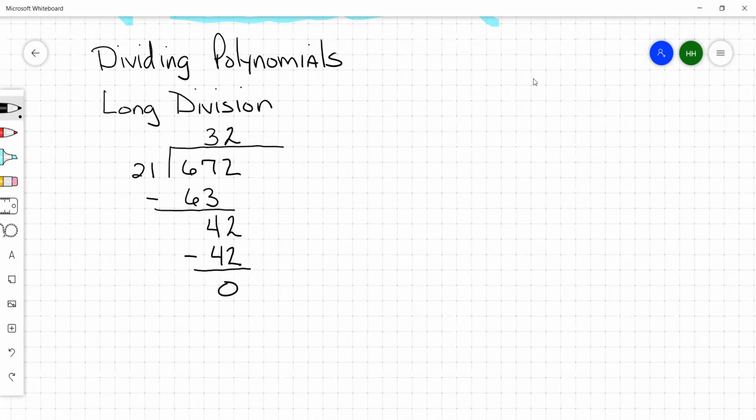So today you're going to be taking something like 2x plus 1, and you're going to divide it into 6x squared plus 7x plus 2. And what you're going to do here is you take this 2x, just the 2x, and you divide it into the 6x squared. And 2x goes into 6x squared 3x times.